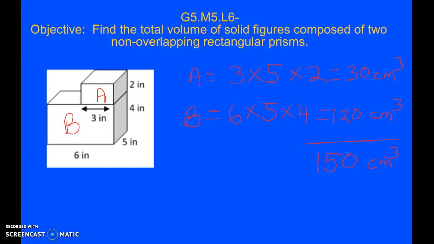Okay, today we're looking at Grade 5, Module 5, Lesson 6: to find the total volume of solid figures composed of two non-overlapping rectangular prisms. As we look at our example, we see that we have, in essence, two rectangular prisms connected to each other. And what we need to do is use the information from one to help us solve for the other.